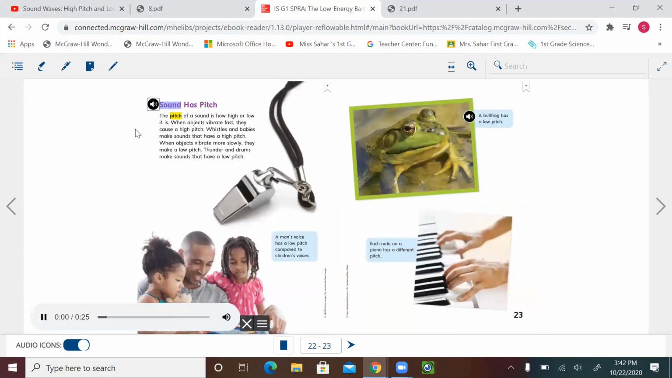Sound has pitch. The pitch of a sound is how high or low it is. When objects vibrate fast, they cause a high pitch. Whistles and babies make sounds that have a high pitch. When objects vibrate more slowly, they make a low pitch. Thunder and drums make sounds that have a low pitch. A man's voice has a low pitch compared to children's voices. A bullfrog has a low pitch. Each note on a piano has a different pitch. All right.